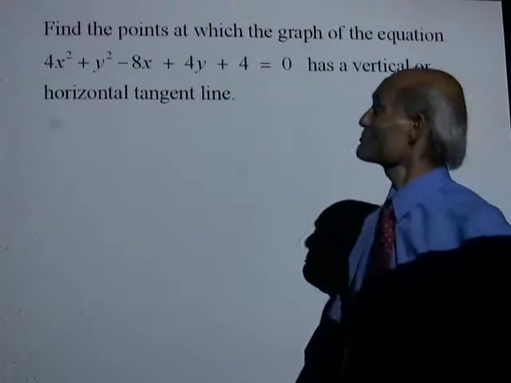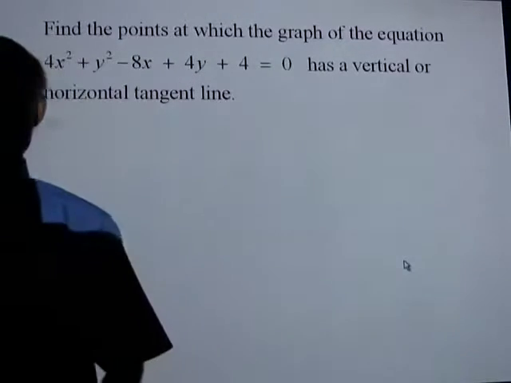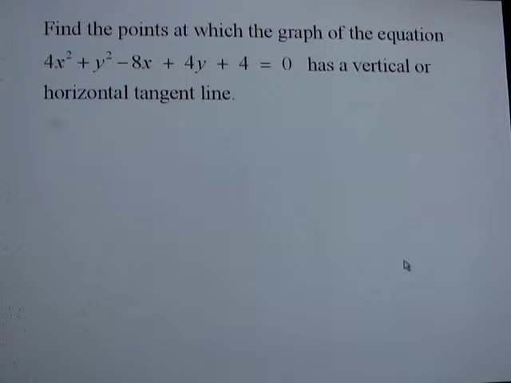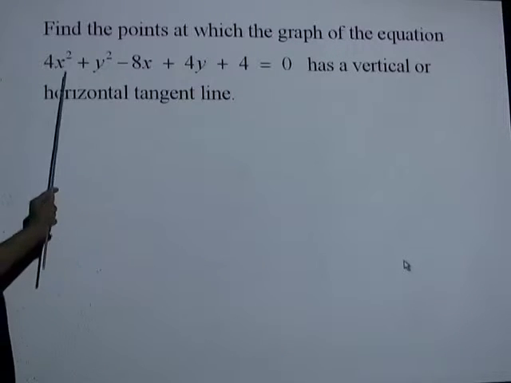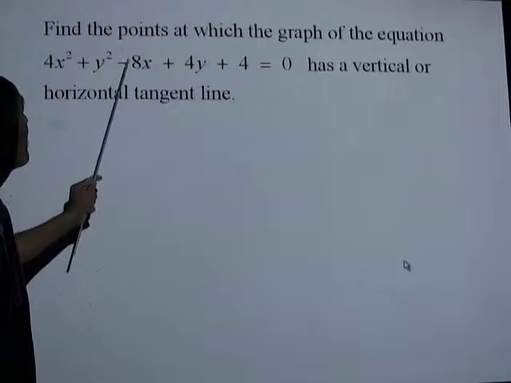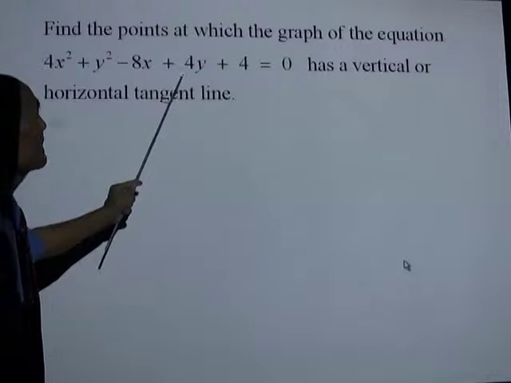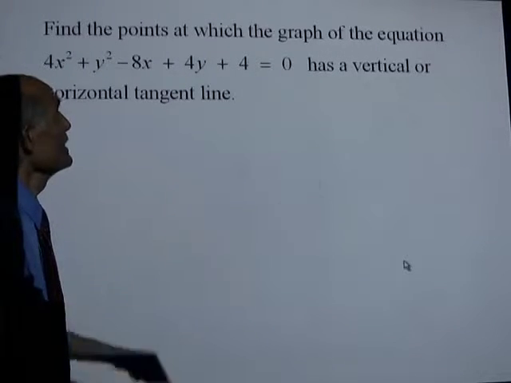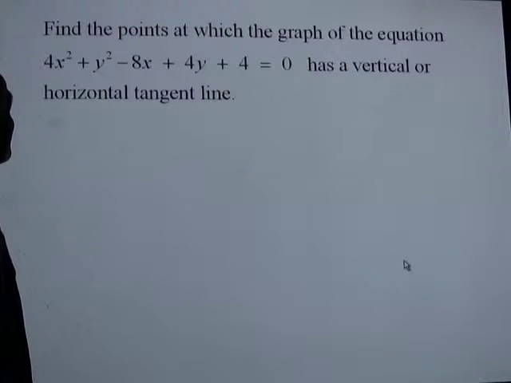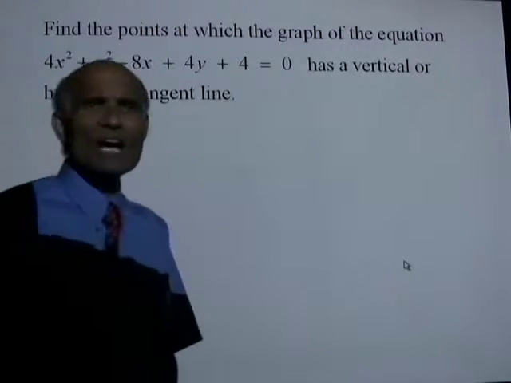Okay, let's try another one. Looks a pretty long one, is that right? Find the points at which the graph of the equation 4x squared plus y squared minus 8x plus 4y plus 4 equal to 0 has a vertical or horizontal tangent line.